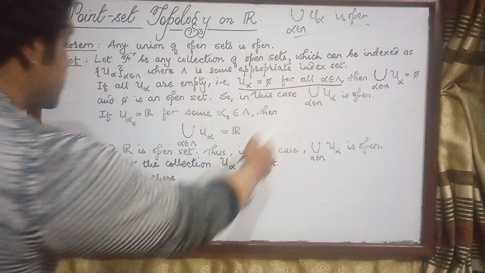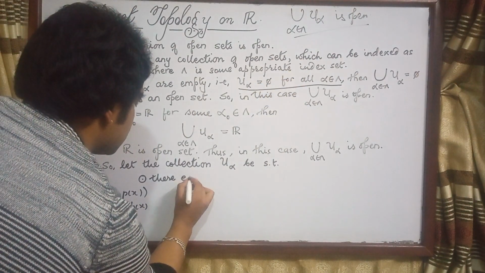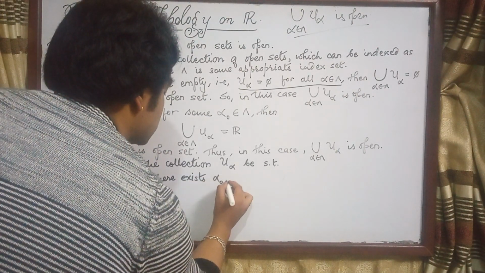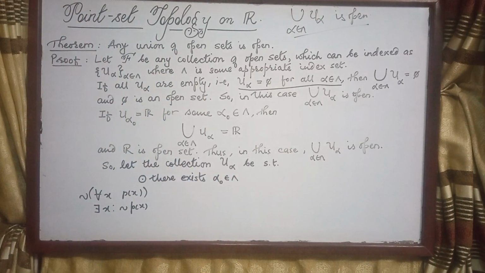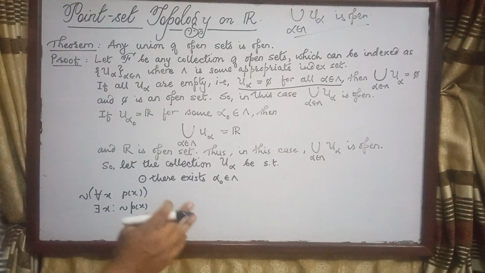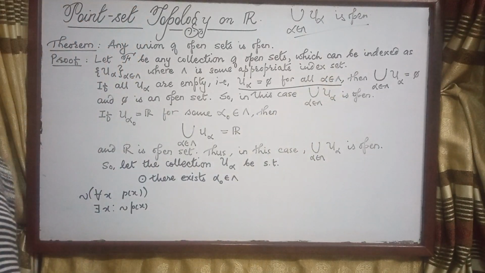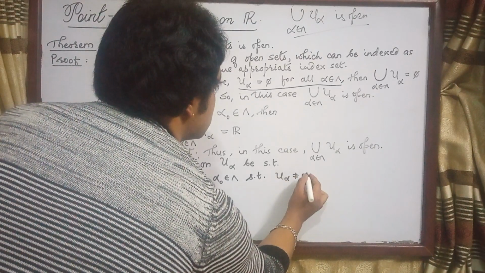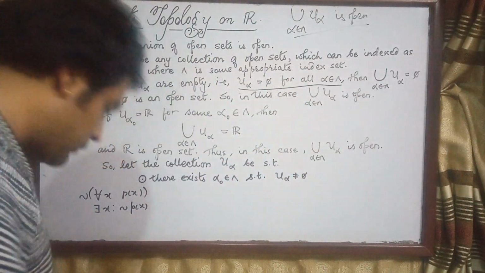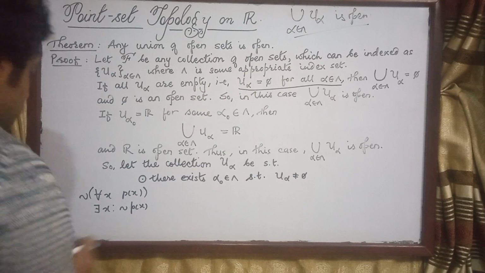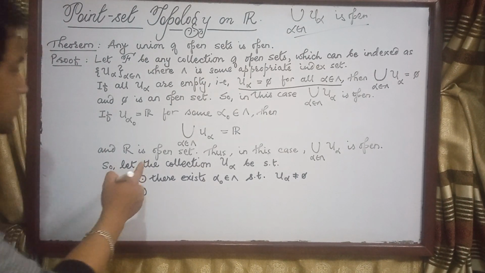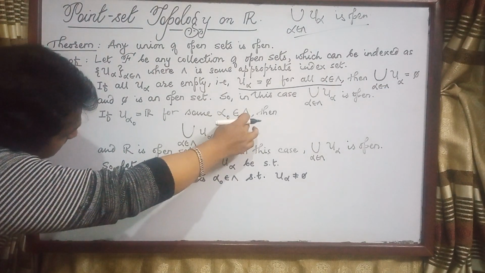So to negate this statement, we're going to say there exists some alpha naught belonging to, or we can simply use alpha, it doesn't even matter. The symbol doesn't even matter. It says that U alpha is not equal to phi, so the collection is not totally empty. And what else can we say is that for some means there exists alpha.